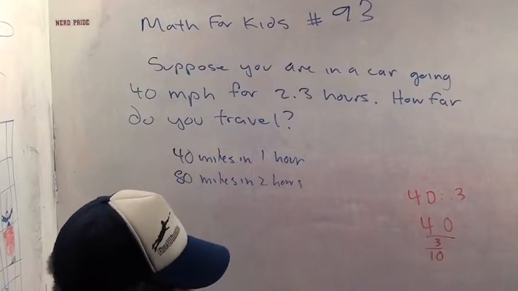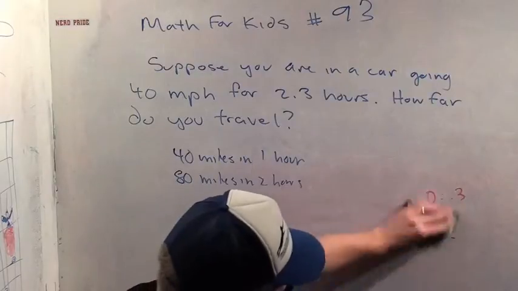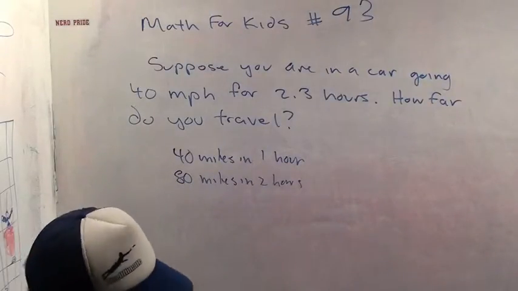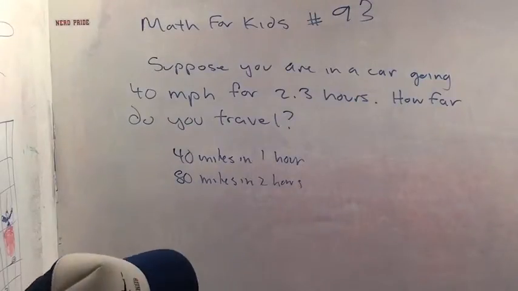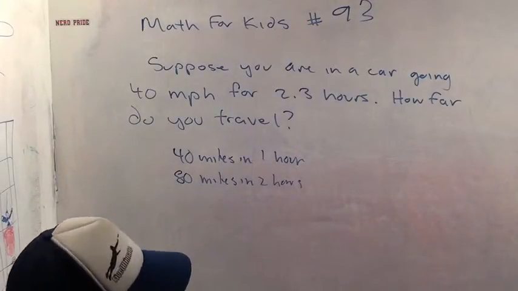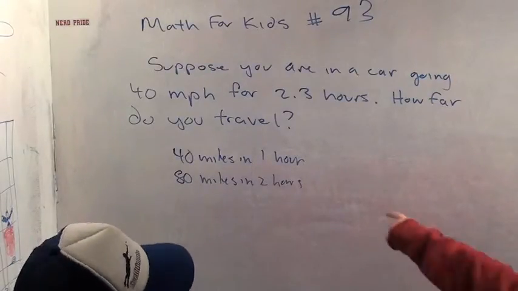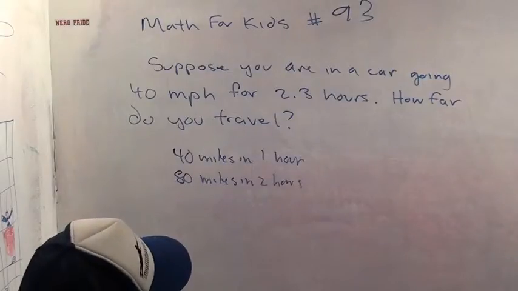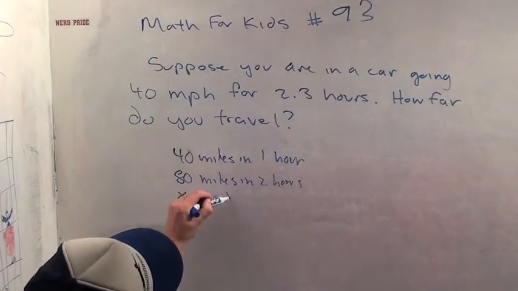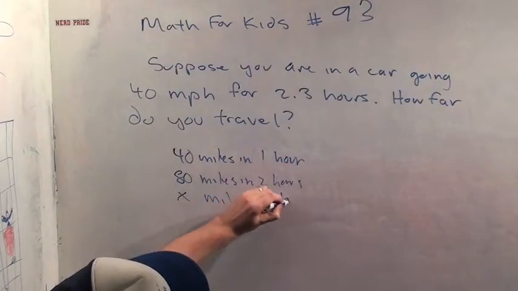Yeah, well that's a ratio. That's not what you want to do. So if you're going 40 miles an hour for 0.3 hours, how do you figure out how far you've gone? How did you figure out you went 80 miles in 2 hours? I multiplied this by 2. Okay. So now you have to figure out X miles in 0.3 hours.